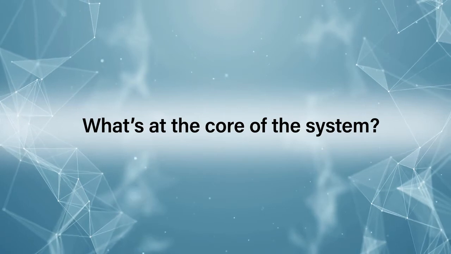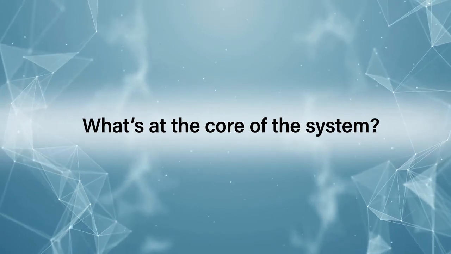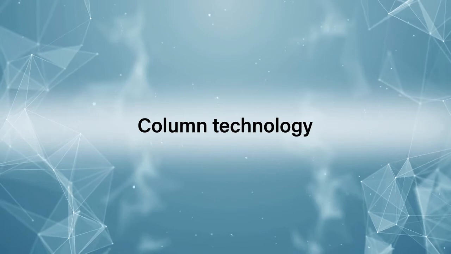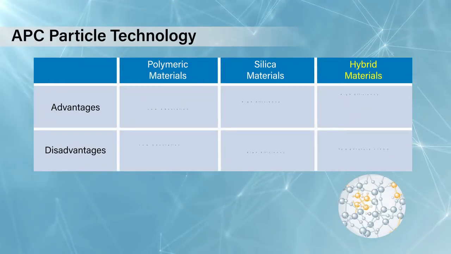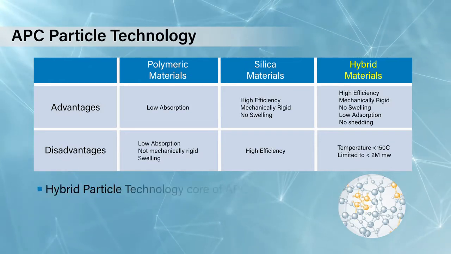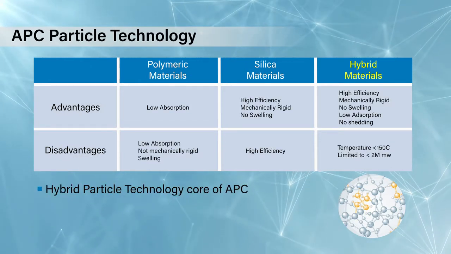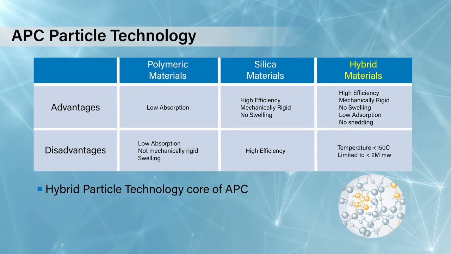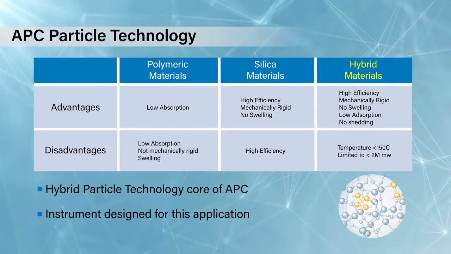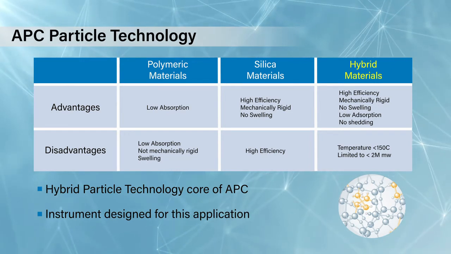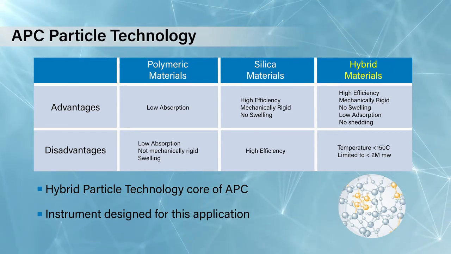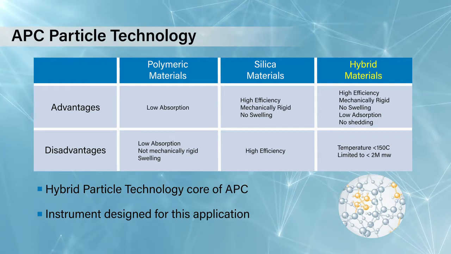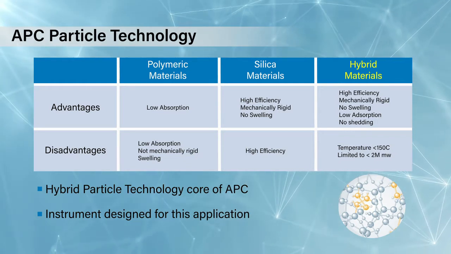So to understand the APC, you need to understand that at the heart of this system is the column technology. With the APC, we use hybrid technology. As opposed to traditional GPC where you have polymeric beds, these use a hybrid material which gives you a lot of the benefits of the rigidity of silica, but with less of the downsides of things like the interactions that silica presents. For the method development, the most pertinent aspect of this is the swelling behavior of these particles.